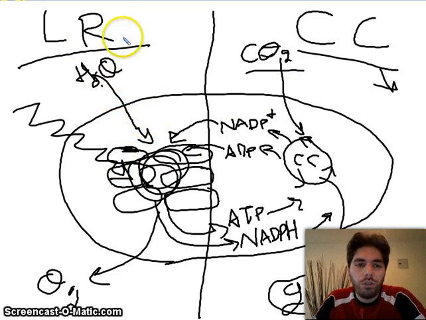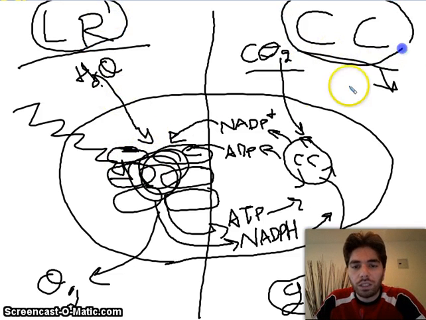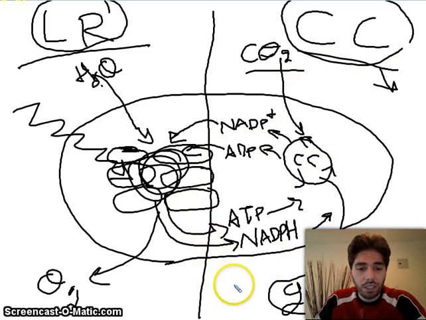I'll post another video which explains light reaction in details, what happens here, and Calvin cycle in details, what exactly happens here that enables us to make these. This is the video for the overview of photosynthesis.